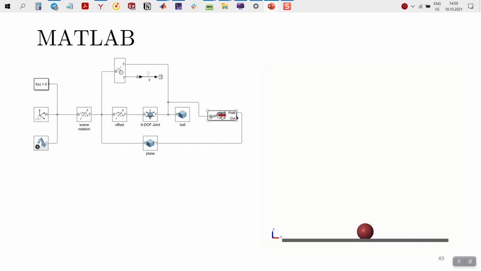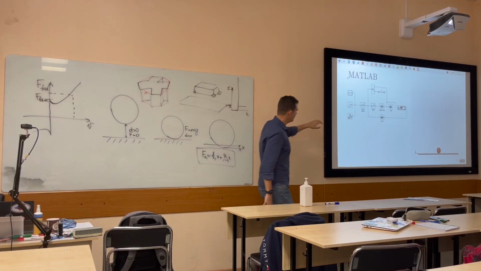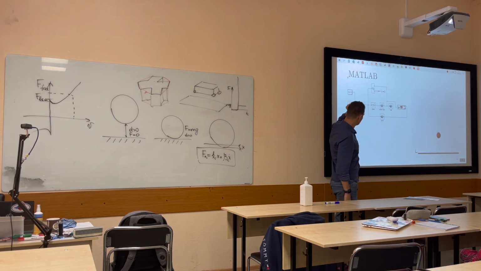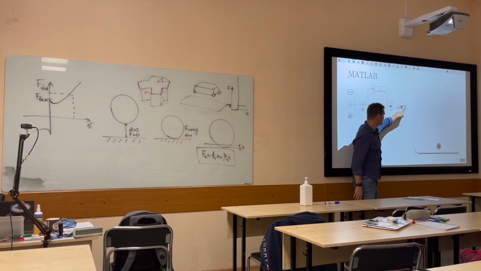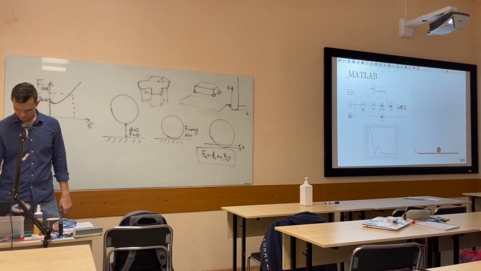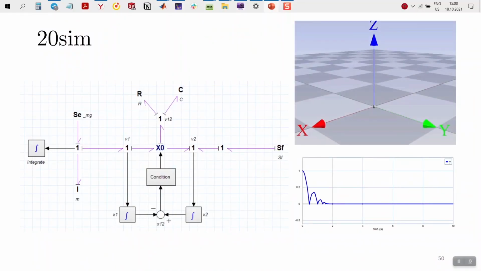Yeah, so here you can see a picture of this block, the sphere to plane block from the contact library. So you have a ball that has 6 degrees of freedom with respect to your world frame, you have a plane, and you describe the interaction between the plane and the ball using this block with the contact modeling. The same you can do in bond graphs, the idea is the same, but just the notation is different.